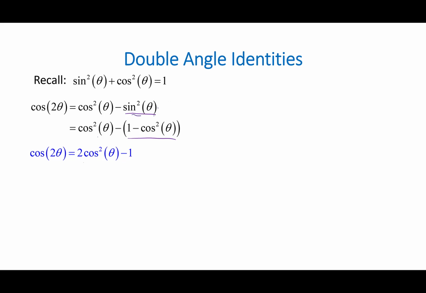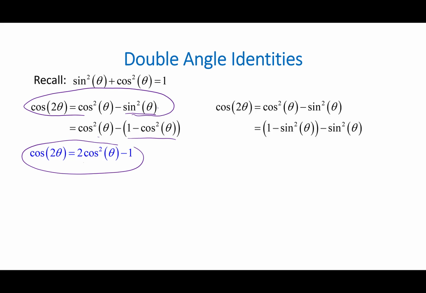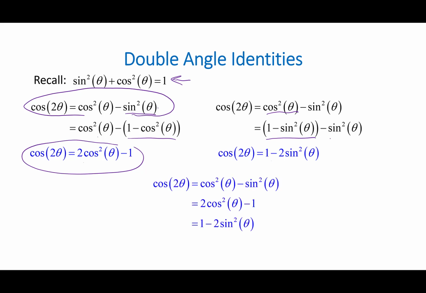So at this point, we have two different identities for the cosine of 2 theta. We can get one more if we go back to the original formula for cosine of 2 theta. And this time, using the Pythagorean identity, we replace cosine squared theta with 1 minus sine squared theta. And simplify to get the cosine of 2 theta is equal to 1 minus 2 sine squared theta. So putting those all together, we have three different identities for the cosine of 2 theta.